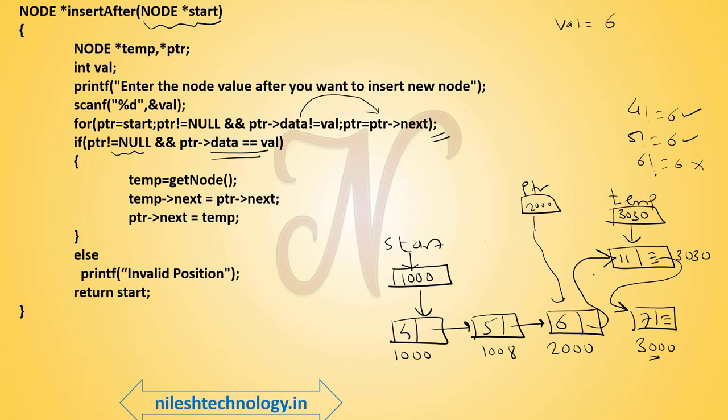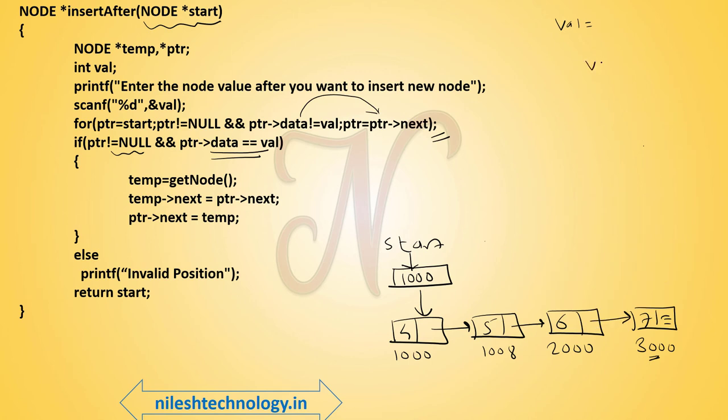Next, we see how to insert a node at the ending. Here we remove these diagrams. Now assume your value is equal to 7, and we insert a new node after 7. Again check: this is your ptr. After breaking the for loop, ptr is pointing to the address 3000. Then check ptr is not equal to null and data is equal to value. Data 7 is equal to 7, so the condition matches and we go into the if.